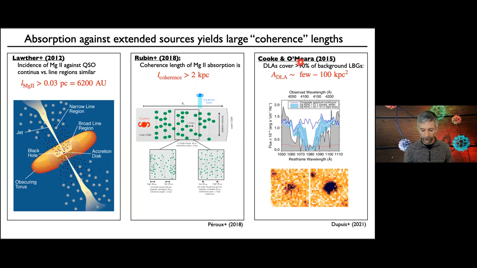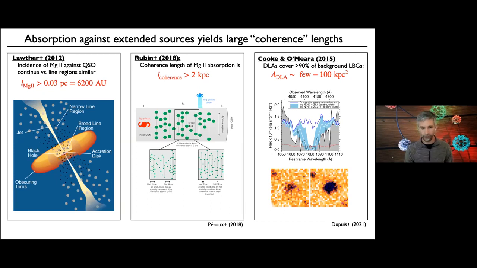And then Jeff Cooke and John O'Meara found a damped Lyman alpha system against a background galaxy and looked at what the covering factor of that damped Lyman alpha system was against the background galaxy. That gives you an estimate of the area of that absorption, which is a few to 100 square kiloparsecs, which is quite a bit. But again, this is more of a complex level idea.